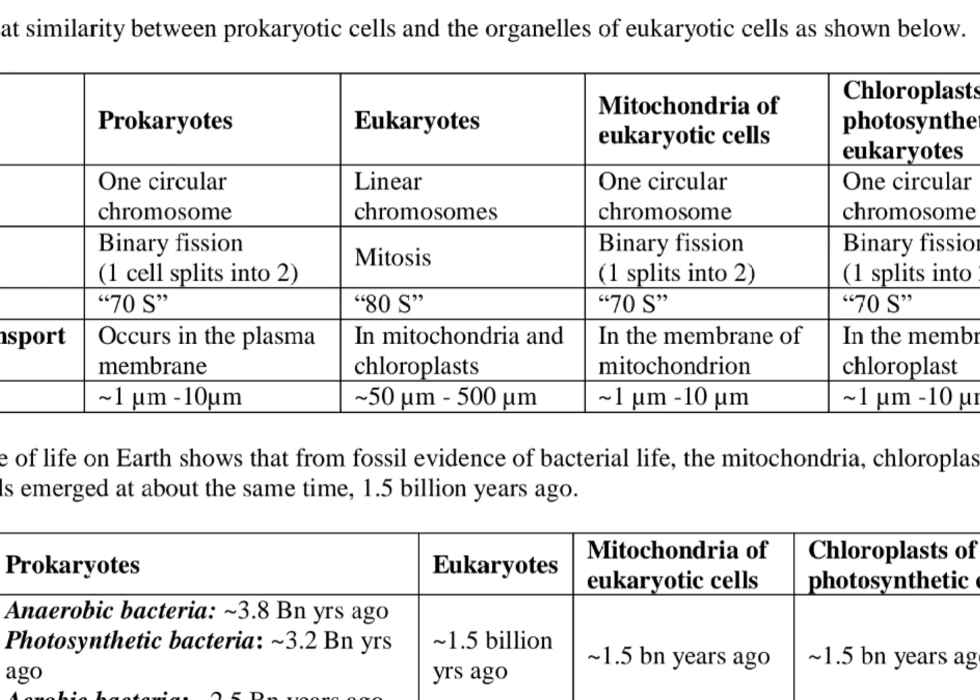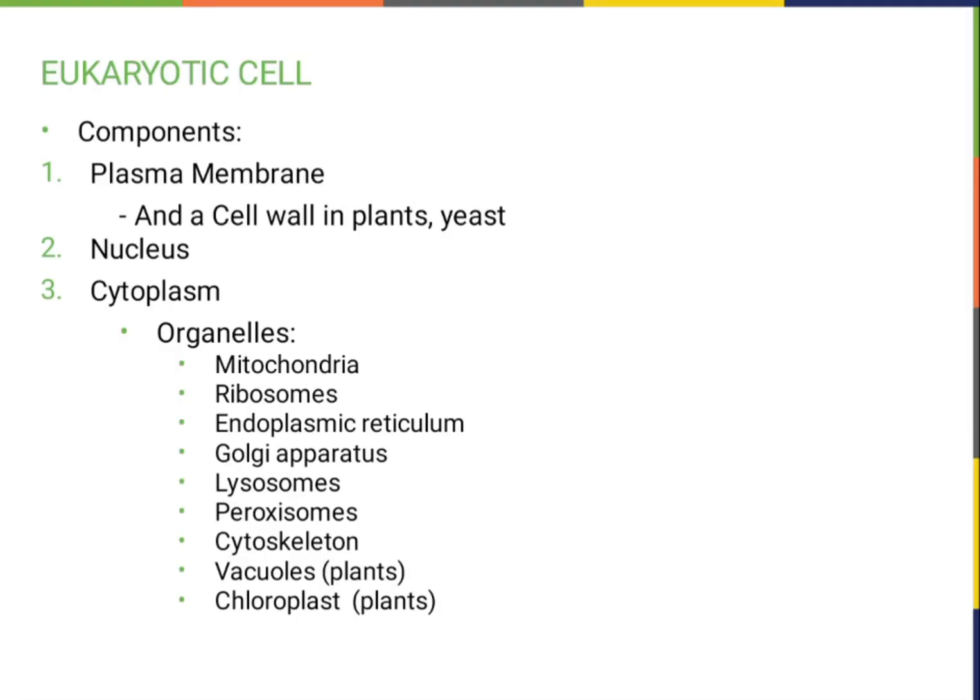So that is basically the endosymbiotic theory. It was proposed in 1967. We are going to go ahead and look at the different components of the cell, starting with the eukaryotic cell and its different components.